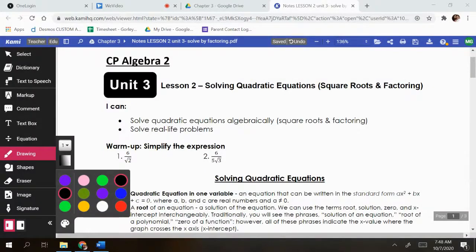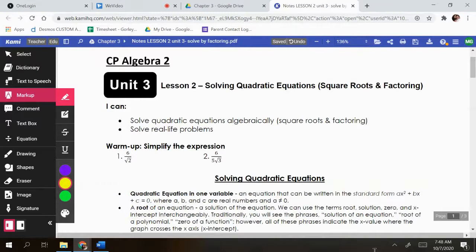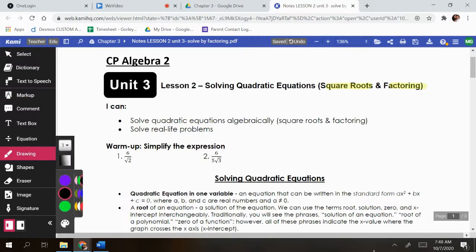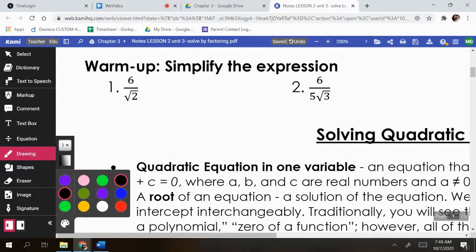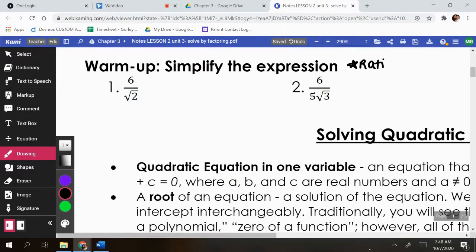Okay, today I'm going to be solving quadratic equations by square roots and also using factoring techniques. So in our warm-up, we're going to just practice simplifying the expression. Hopefully you learned in geometry that you cannot leave a radical in the denominator. If you see a radical in the denominator, we have to do something called rationalize.